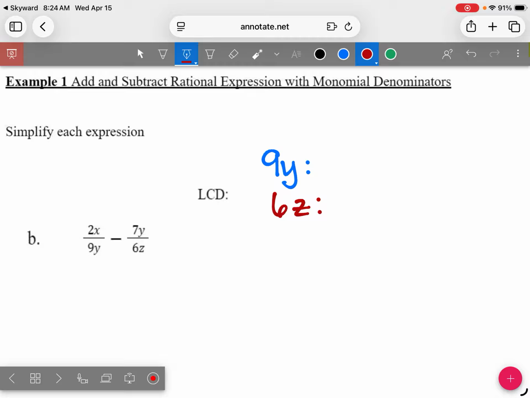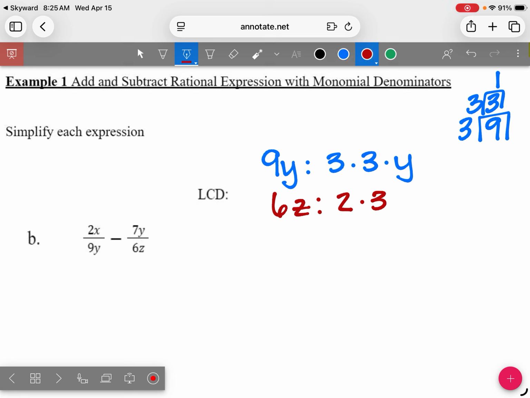So if you're building a cake with the 9, in other words, you're breaking it down to only prime numbers. So 3 can go into 9 3 times, and 3 goes into 3 1 time. So I'm breaking 9y down to 3 times 3 times y. That's what I'm breaking the 9y down to. What do you think I'm breaking down 6z to? 2 times 3 times z.